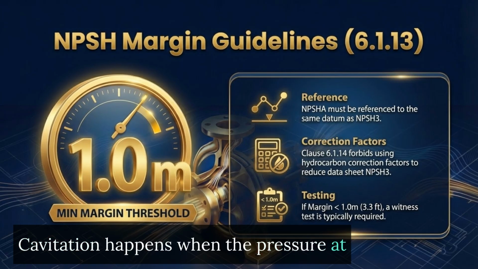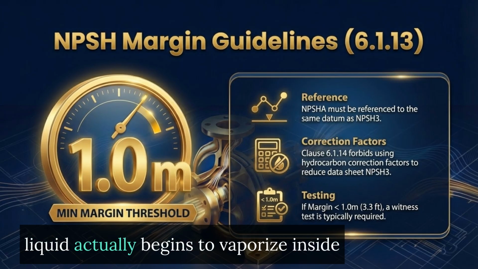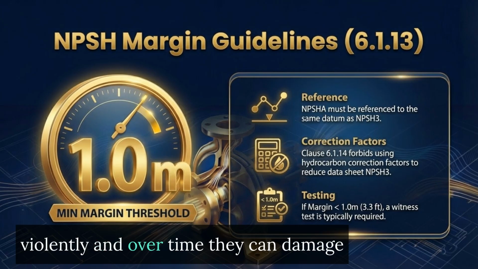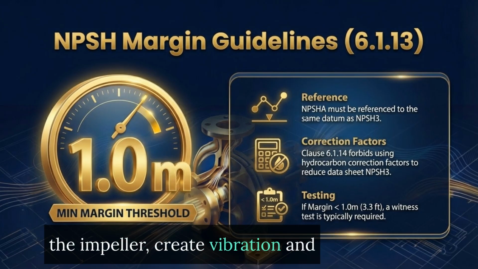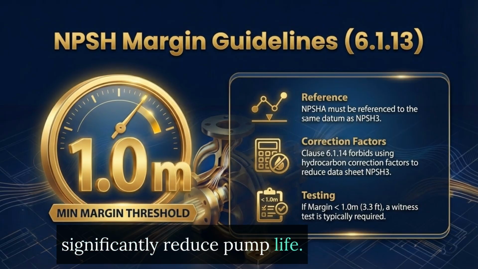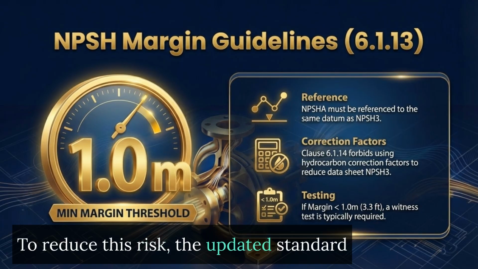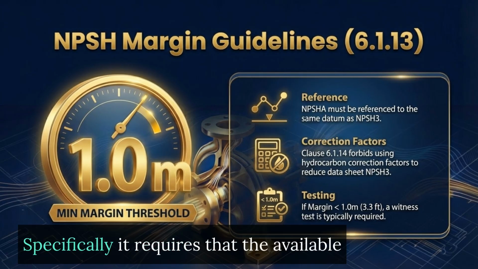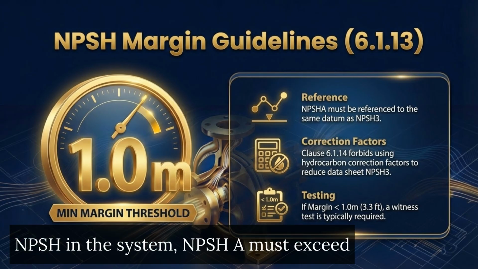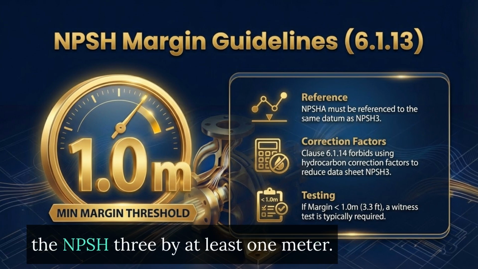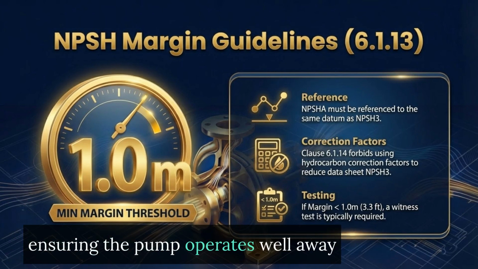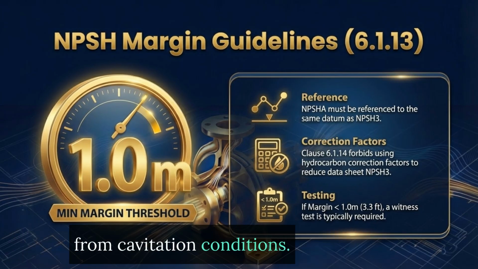Cavitation happens when the pressure at the pump suction drops so low that the liquid actually begins to vaporize inside the pump. Those vapor bubbles then collapse violently, and over time they can damage the impeller, create vibration, and significantly reduce pump life. To reduce this risk, the updated standard introduces stricter NPSH margin requirements. Specifically, it requires that the available NPSH in the system, NPSHA, must exceed the NPSH3 by at least 1 meter. That extra margin acts like a safety buffer, ensuring the pump operates well away from cavitation conditions.